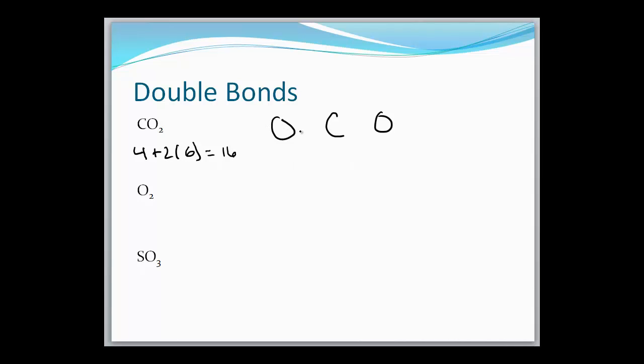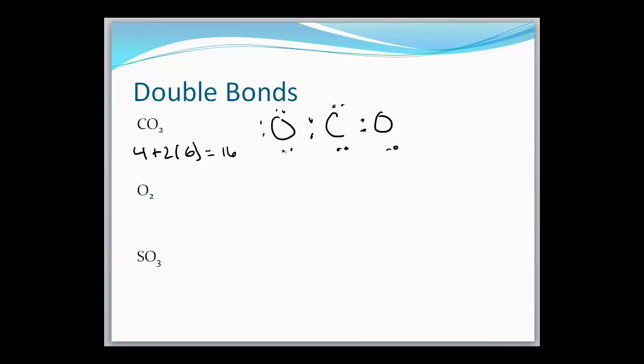So if you put your electrons here now, like we did, 1, 2, 3, 4, 5, 6, 7, 8, 9, 10, 11, 12, 13, 14, 15, 16, we have a problem. This oxygen has 8 around it, which is good. This carbon has 8 around it, which is good. This oxygen now only has 4. 1, 2, 3, 4. Well, that's no good. They need 8. So what we need to do is make double bonds.